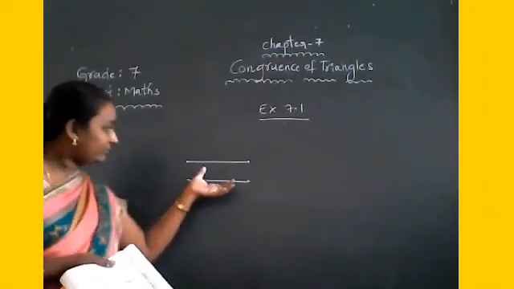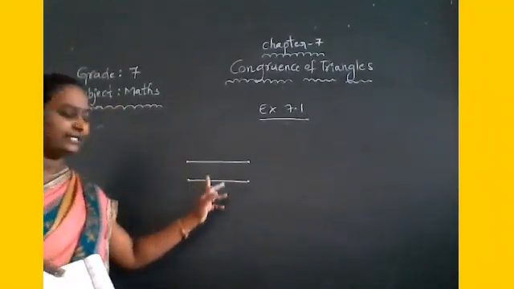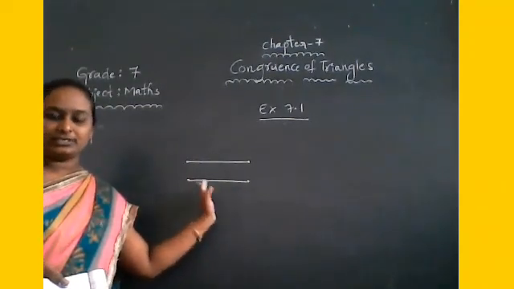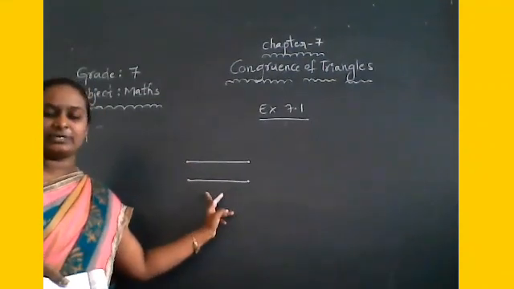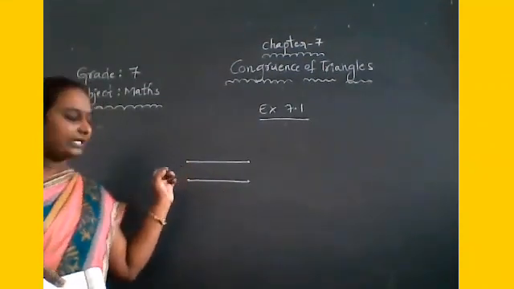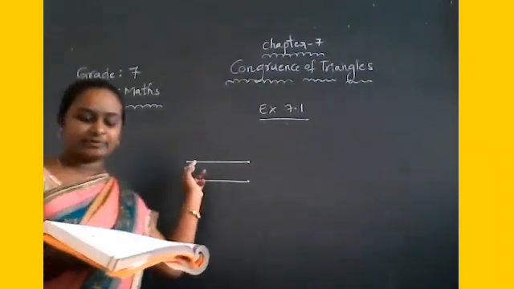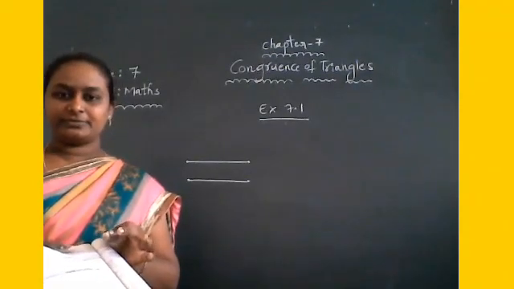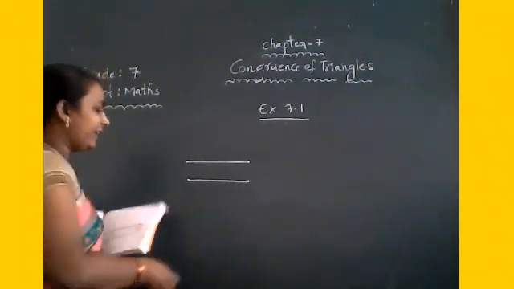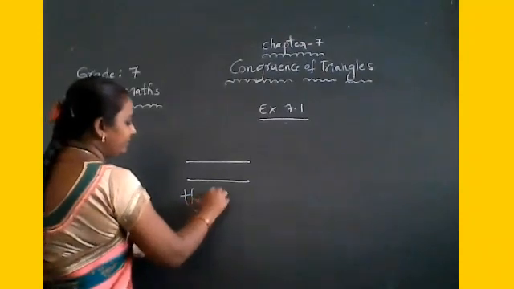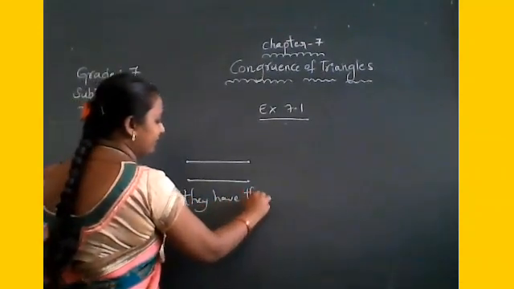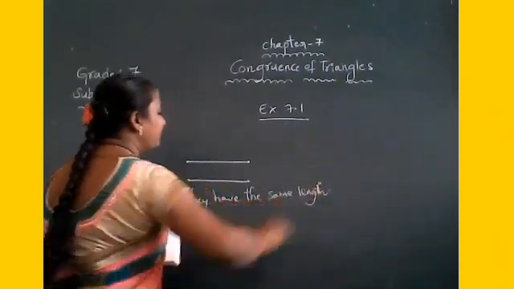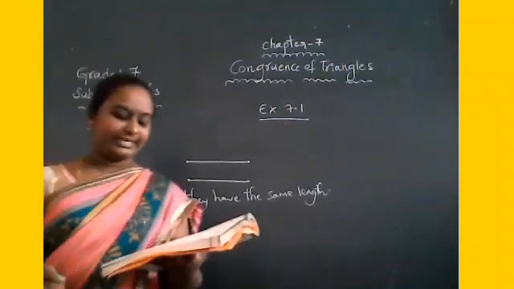How? When we say the two line segments are congruent, if they have the same length, then only we can say the two line segments are congruent. Now tell me, you have to complete the statement. Two line segments are congruent if what? If they have the same length. If they have the same length, then the two line segments are congruent.